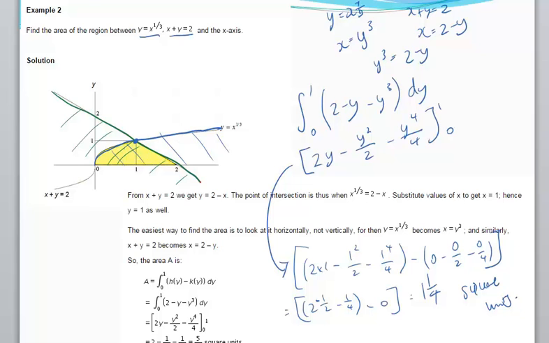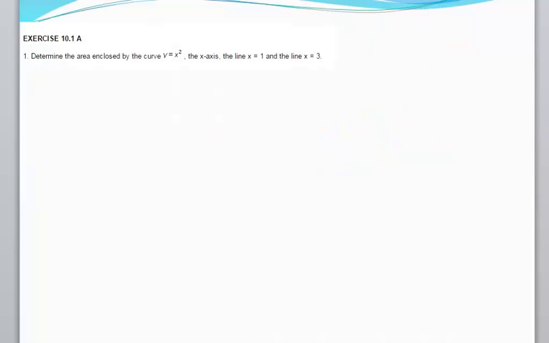So moving on to some of our exercises here. Exercise 10.1a. We want to determine the area enclosed by the curve y is equal to x squared, the x-axis, the line x is equal to 1 and the line x is equal to 3. So we're going to start by drawing our curve. Y is equal to x squared is like this. We know we cut through our point 0, 0, and here is our point 1, 1. And we want our point here 3. So we're looking at this area over here between x is 1 and x is 3, and our x-axis and this line here.